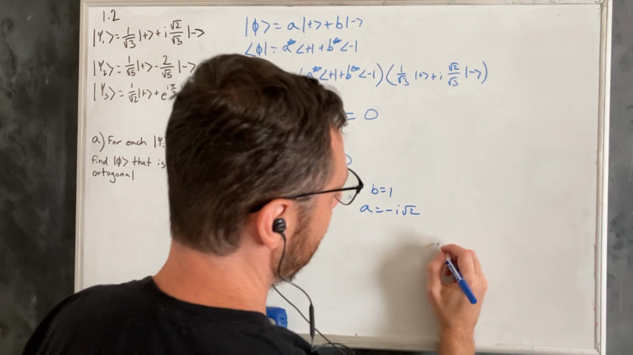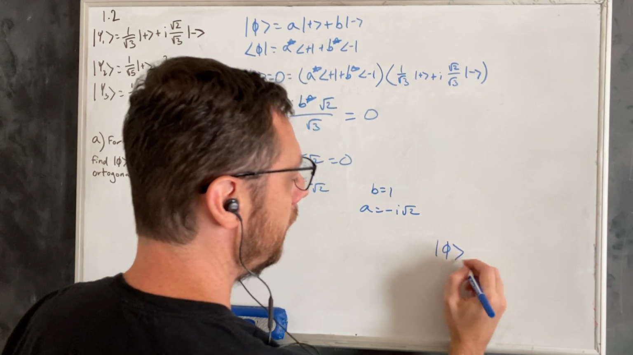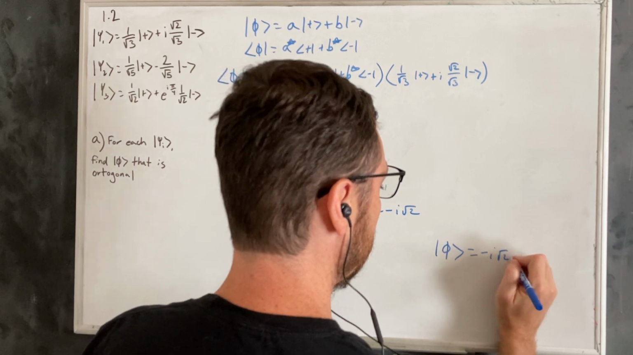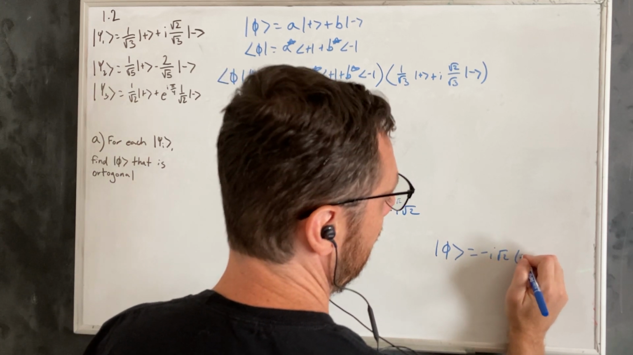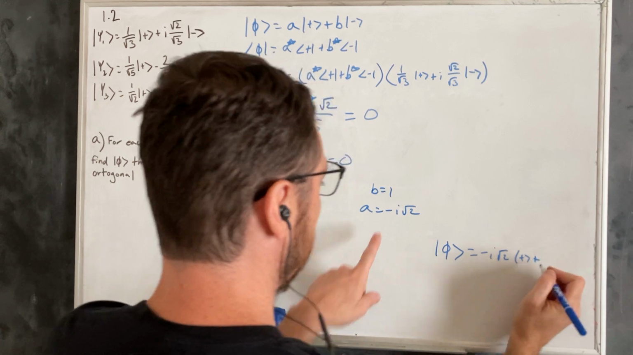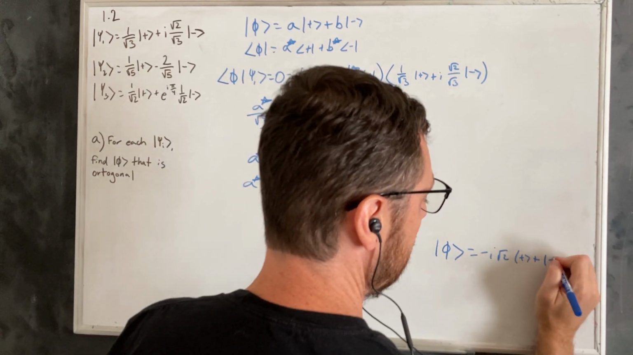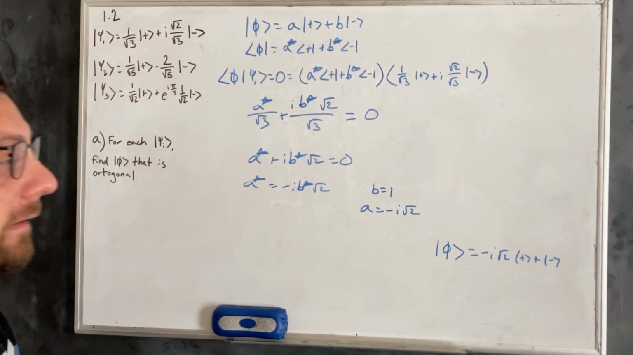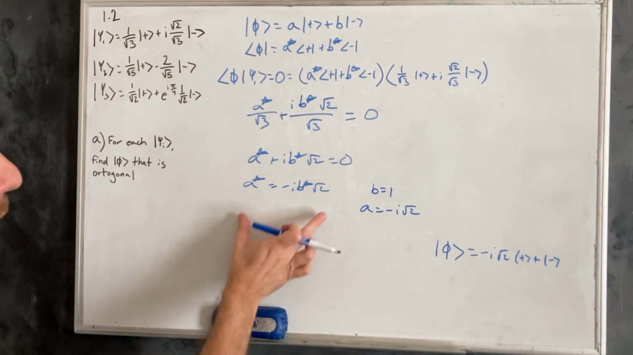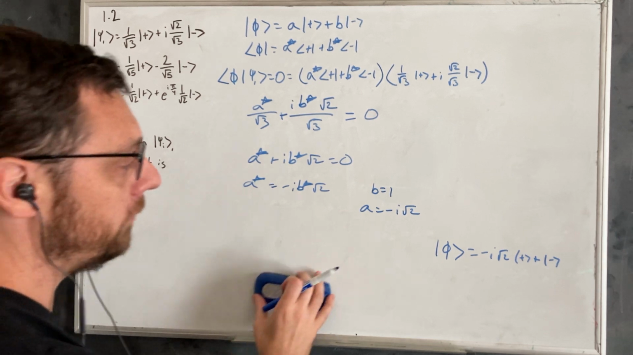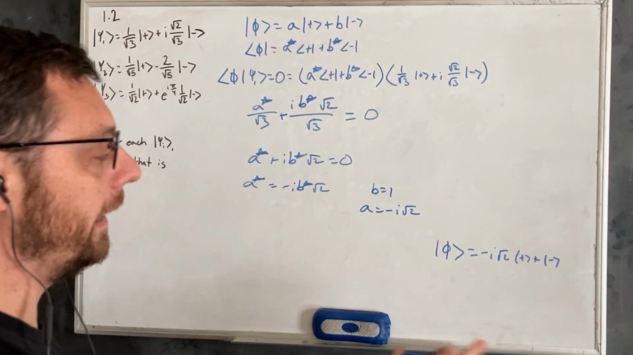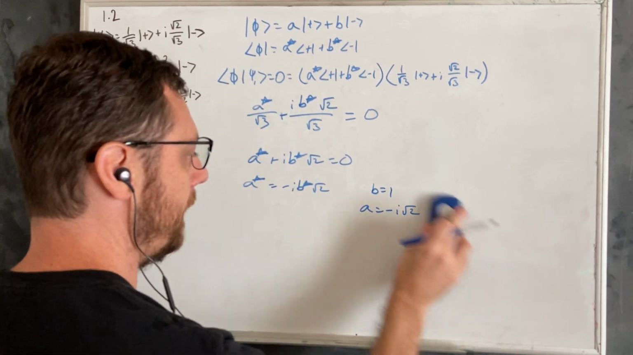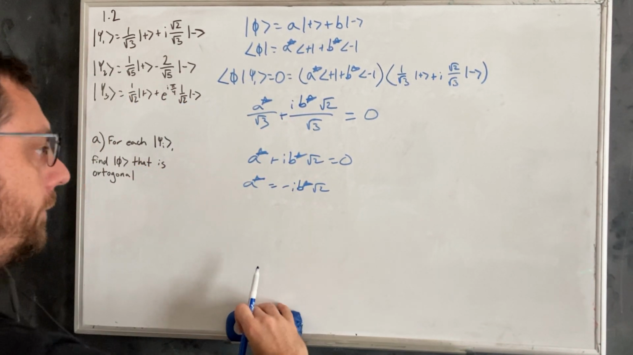So now we have an a and a b value. Our state could be equal to a, so negative i root 2 up plus 1 down. So this could be a state that would be orthogonal to this. There are also many other states that could be orthogonal to this. Any state with this relationship would work. But let's find the normalized state, because this is not normalized.